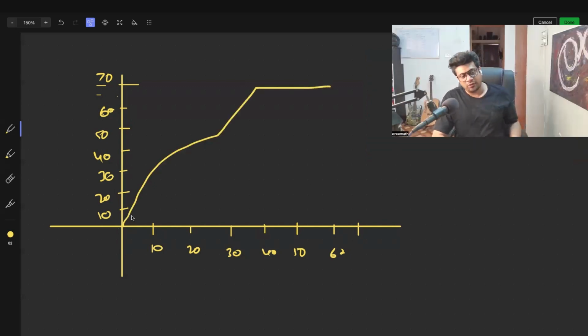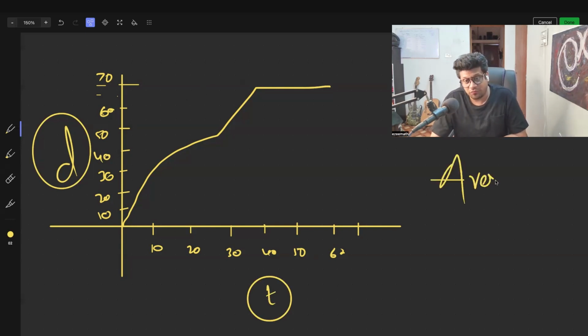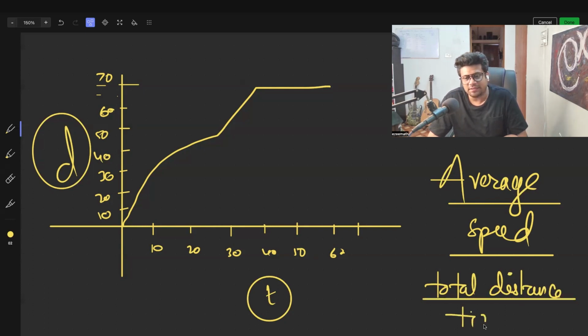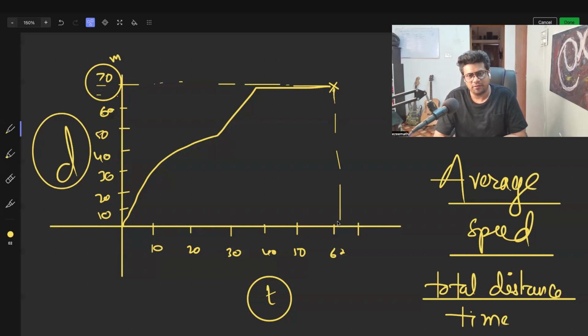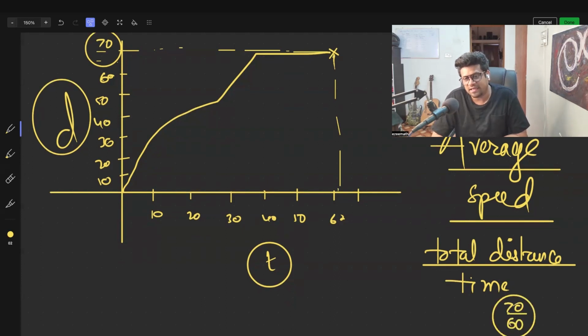Well, looking at how the curve changes, it's hard to find out the speed. But if they have asked you for the average speed, you should know the formula for average speed is the total distance the object has moved divided by the total time taken by the object to move that distance. Well, I see that the object has moved a total of 70 meters in a time of about 60 seconds. Well, average speed in this case would simply be 70 over 60 or 7 by 6 meters per second.